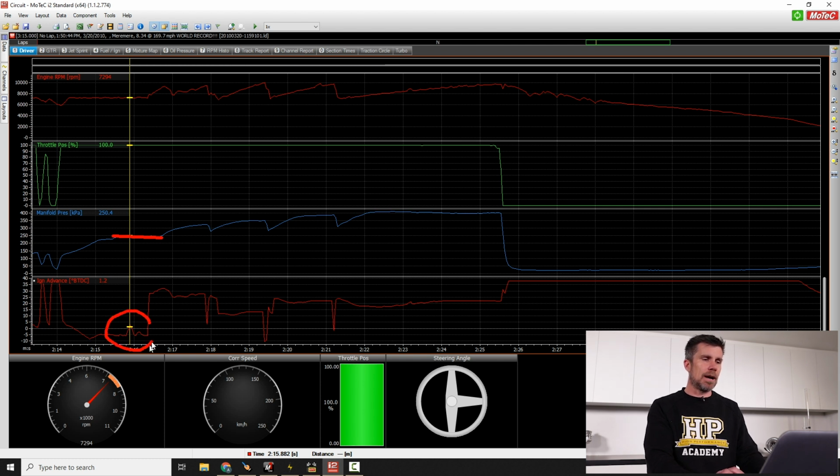And we can see that our timing is actually moving up and down, and we're using the timing in order to help control the boost pressure. So that's what happens there.